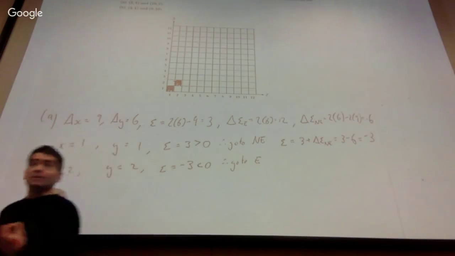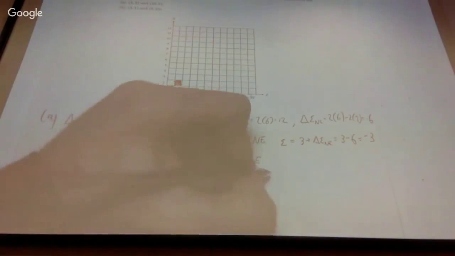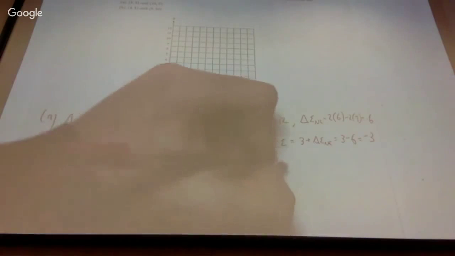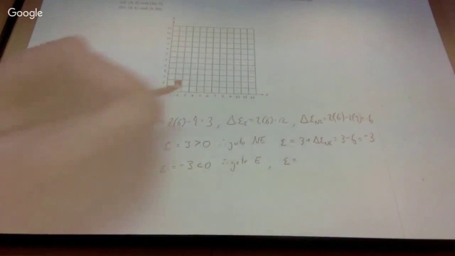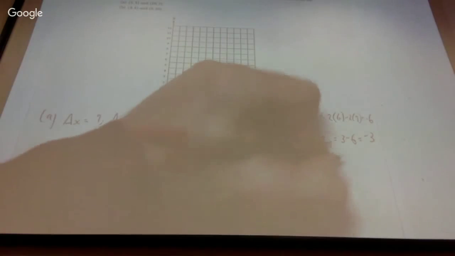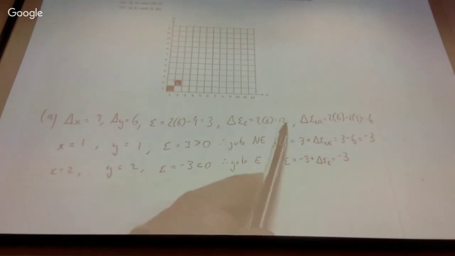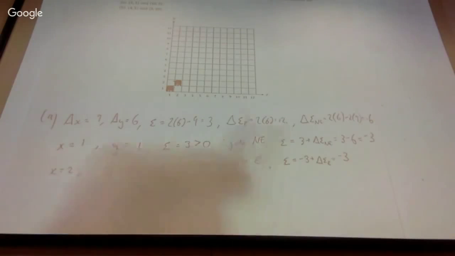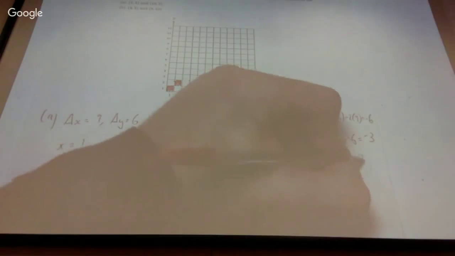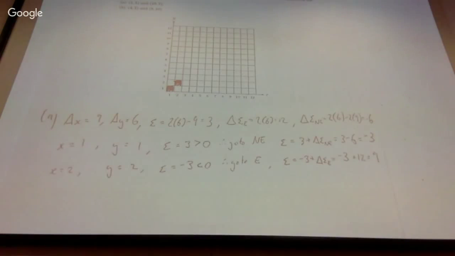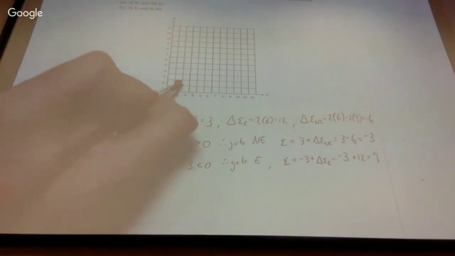Okay, but we've got to update the error. So our error is now minus 3 plus the change in the error if we went to the east pixel, and that's plus 12. That's going to be plus 12, so that gives me 9. Okay, so the east pixel is at x equals 3, y equals 2, which is that one.